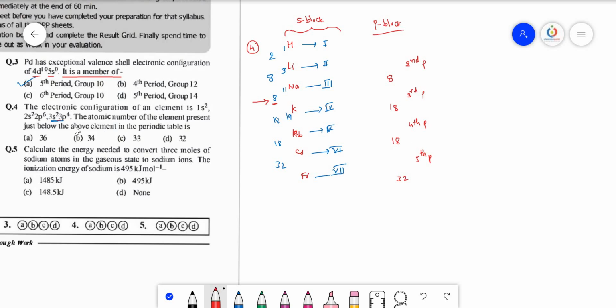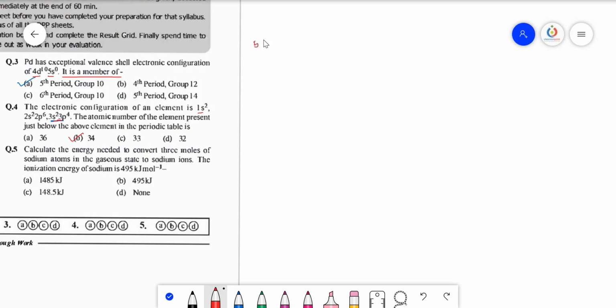See, here they said already it is the third period. So for the third period element, its atomic number is given as 16. So to this 16, if we add 18, you will get the atomic number of the next element. So 18 plus 16 is equal to 34. Hence option B is correct.